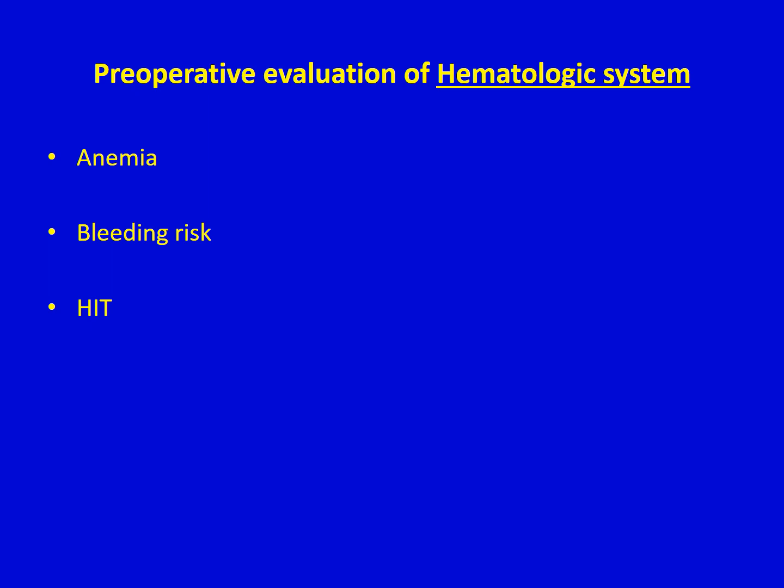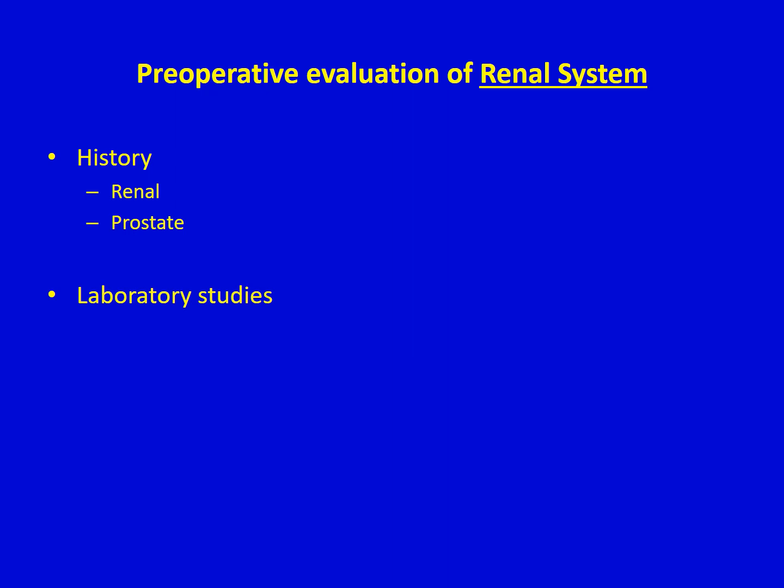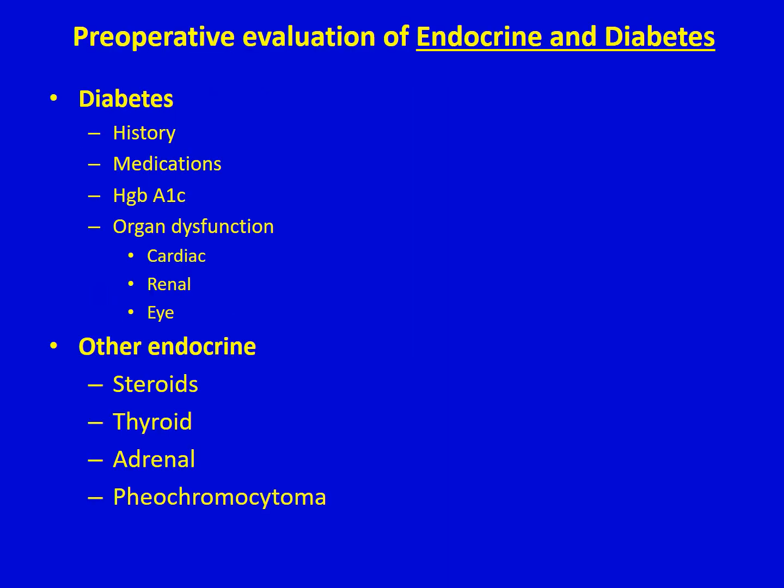HIT, heparin-induced thrombocytopenia. The renal system, endocrine and diabetes, and of course diabetes is ubiquitous. Learn about it from the history for the patient, what medications they're on. Ideally, hemoglobin A1C, although unfortunately in Kentucky often the patients don't have these.